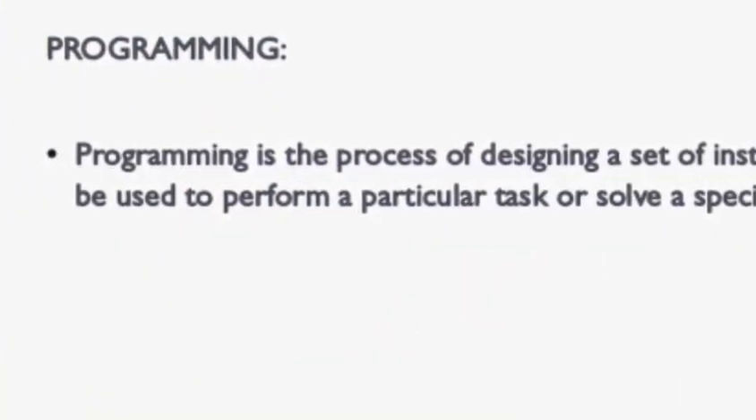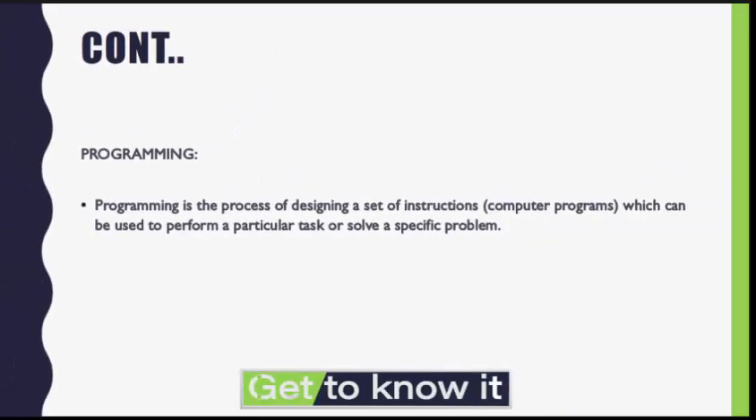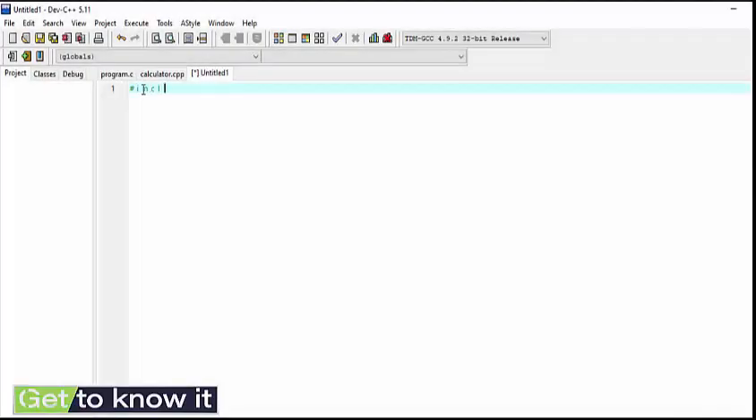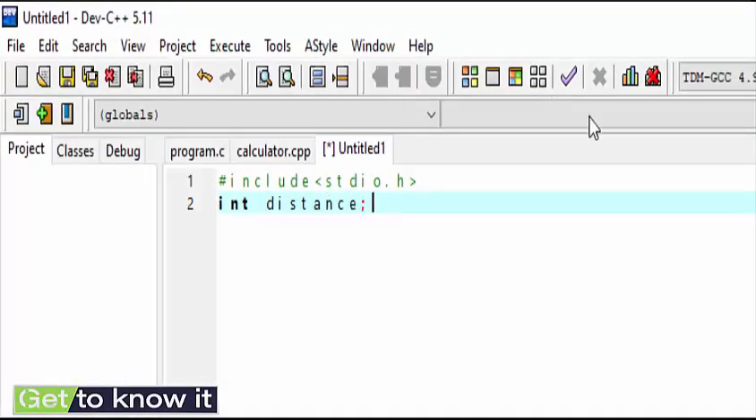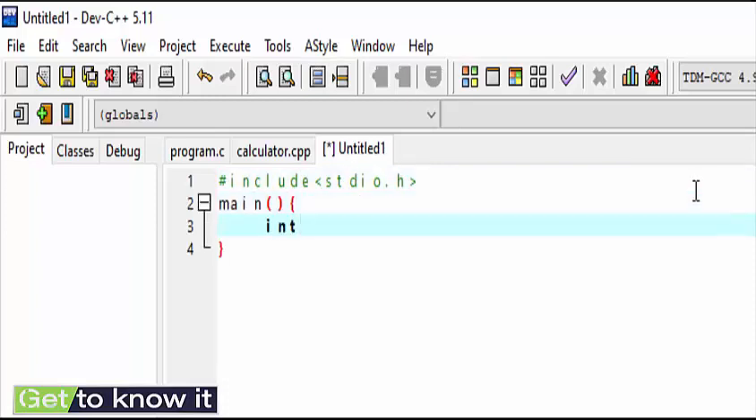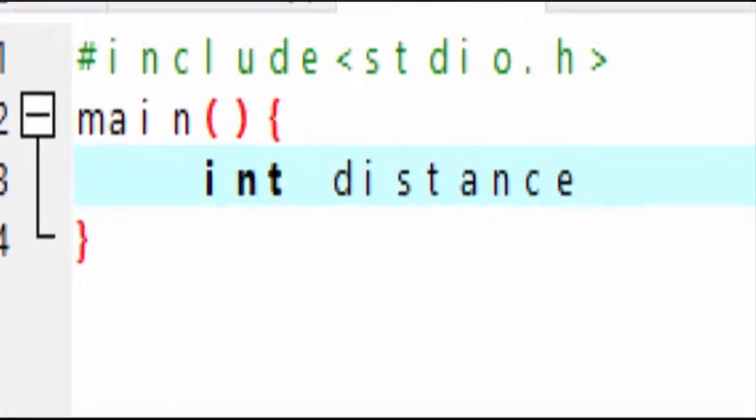Moving on to the next term, programming. Programming is actually the process of designing a set of instructions or computer programs which can be used to perform a particular task or solve a specific problem. As we have mentioned, a program is basically a set of instructions. So to come up with a program, you'll program it, which is the process of designing those instructions based on what you expect.